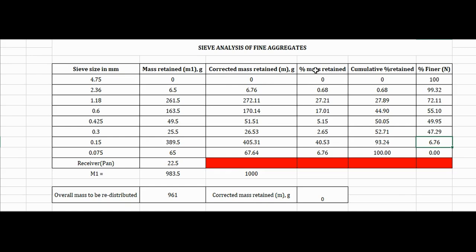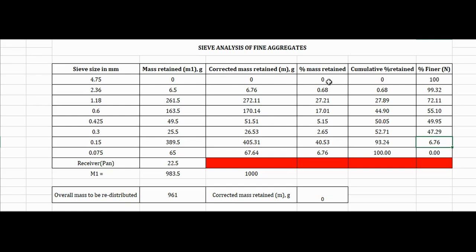Now let us come to this particular tabular column, percentage mass retained. What is the formula to calculate the percentage mass retained? The formula is percentage mass retained equals corrected mass divided by total sample taken multiplied by 100. That is, corrected mass for 4.75 was 0, divided by total mass 1000, multiplied by 100, gives us 0.